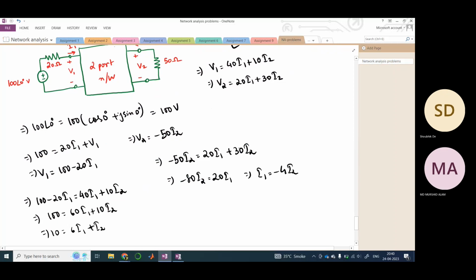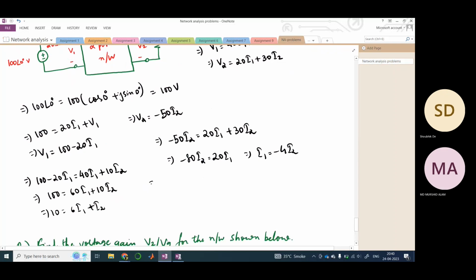So now quickly substituting this here. Substituting this I1 in here, right? So this would be how much? 10 equals to 6 into minus 4 I2 plus I2. So this is minus 24 plus 1. So this is minus 23, and this would be minus 10 by 23 ampere.